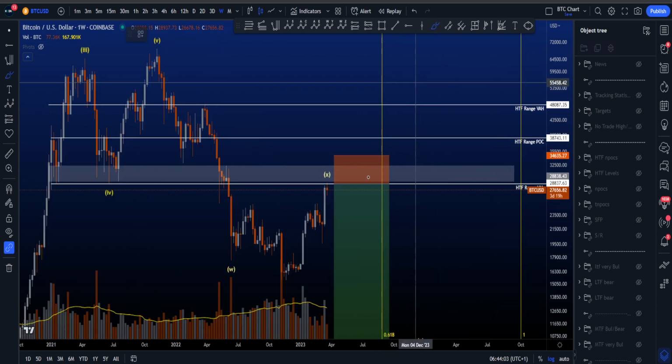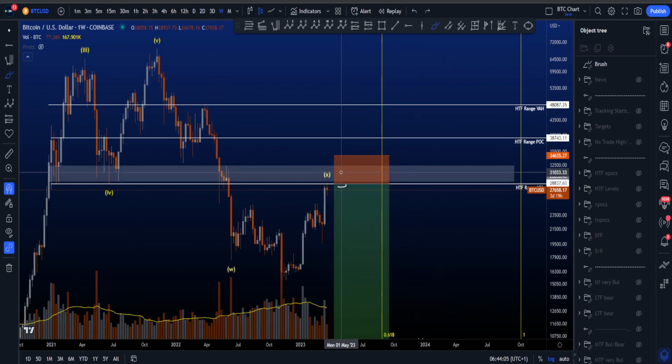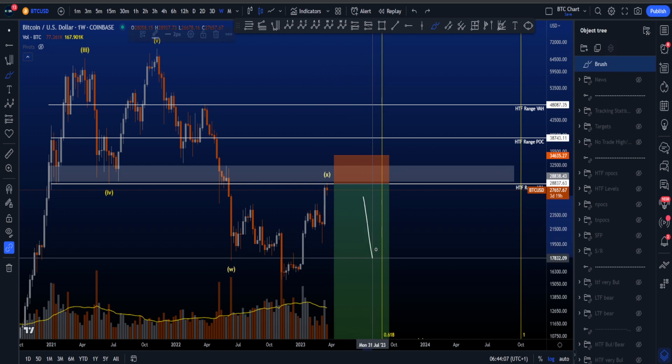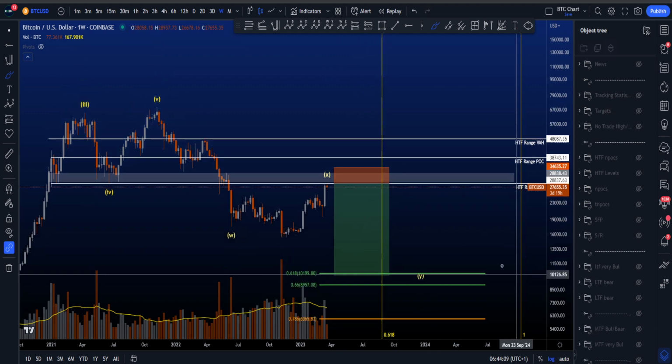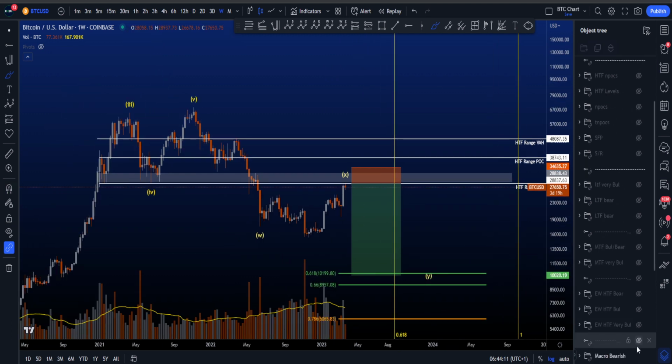Now the potential trading setup is entering potential shorts over here, stop loss safely above, trading it all the way to the downside for a big swing trade to the downside.